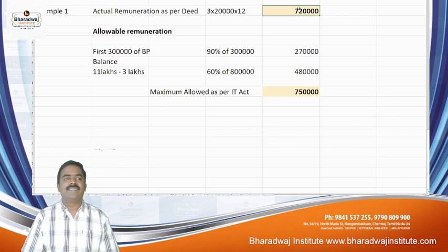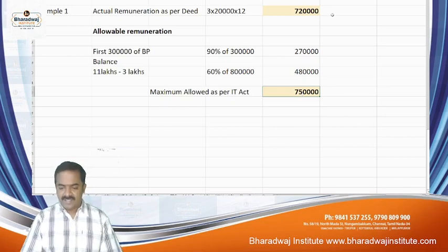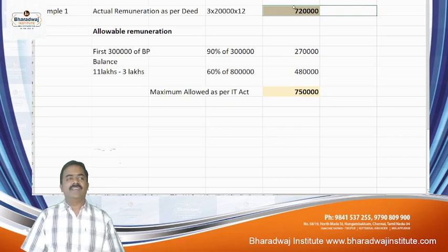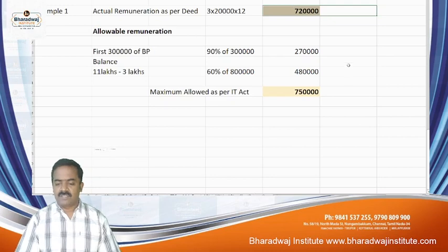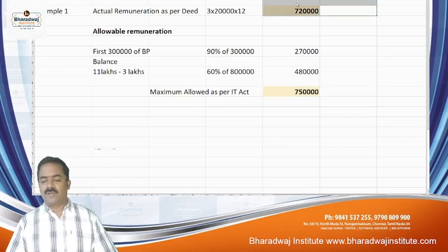What is paid? 7,20,000. What is maximum allowable? So how much can you claim as a deduction? 7,20,000 or 7,50,000? 7,20,000 தான் claim பண்ண முடியும். Why? That is what is actually paid and allowed as per the partnership deed, which is within the maximum limit, so we can claim 7,20,000.